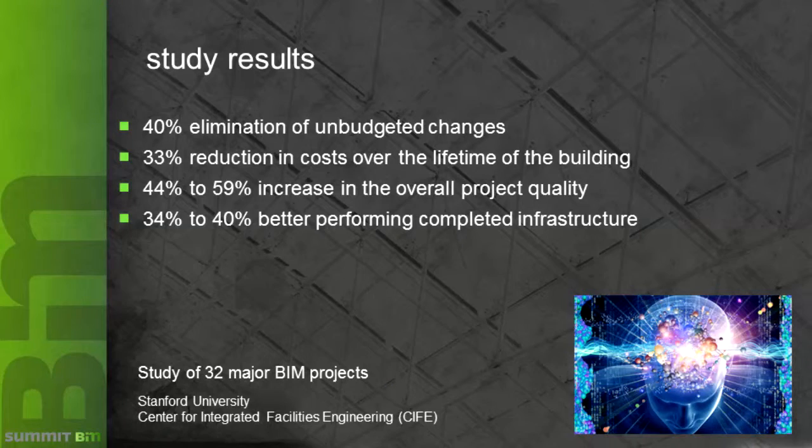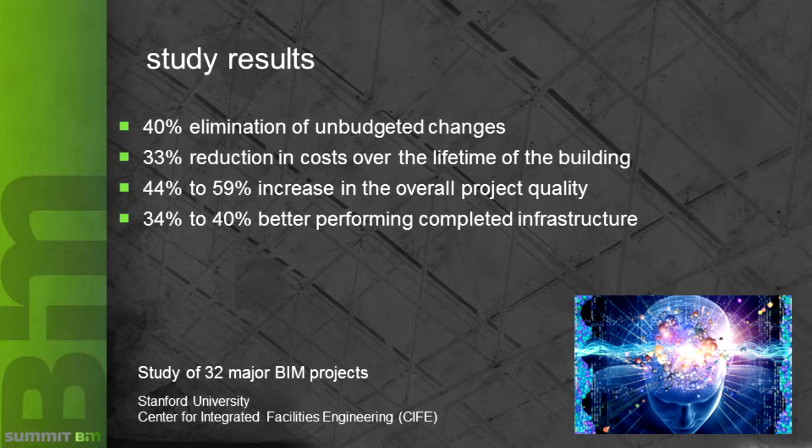Study results that have actually used a BIM process, not a piece of BIM-enabled software, but the actual BIM process, have found there's a 40% elimination of unbudgeted changes. That means your change orders have dropped by 40%. There's a 33% reduction in the overall cost over the lifetime of the building. So there's your saving: 2% extra up front, and I'm going to save 33% through maintenance and operations during the lifetime of the building.